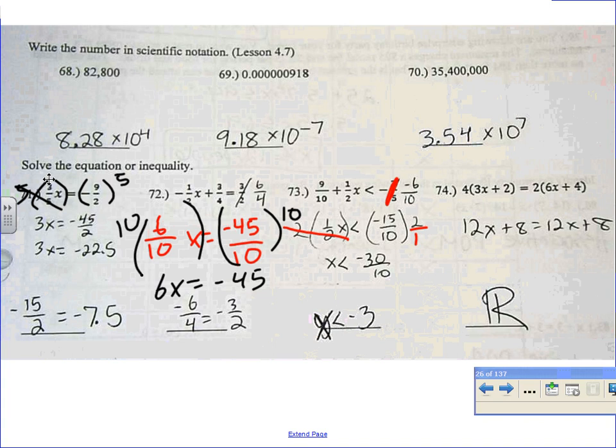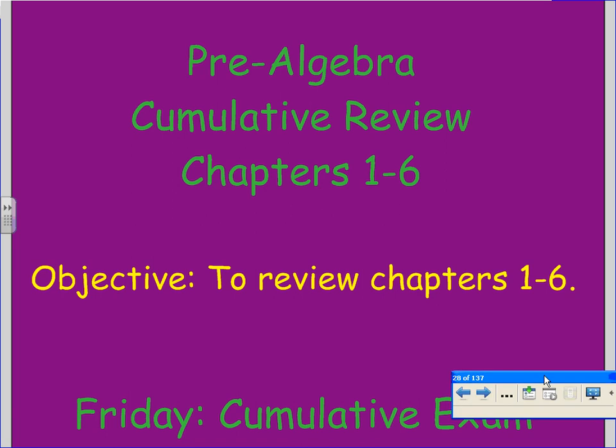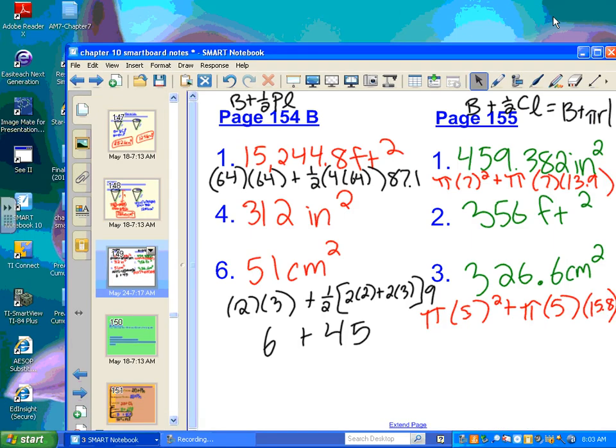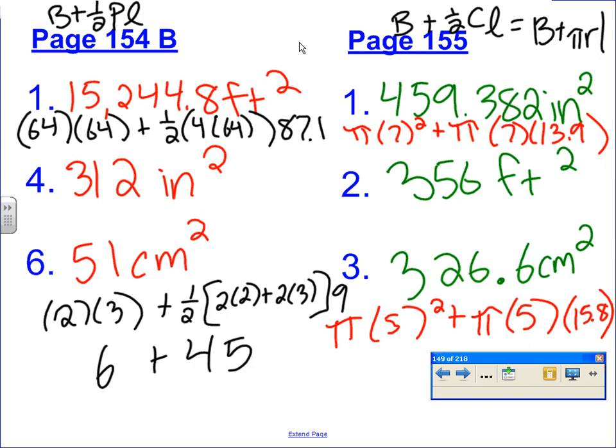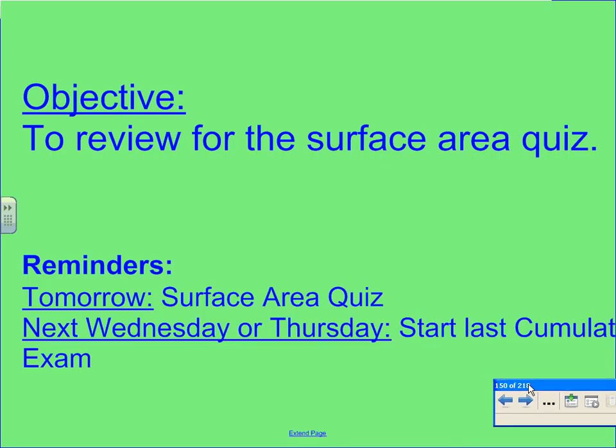Okay, leave that out. I want you to open up the homework packet to the surface area review. I just need to find what page it is. So leave that open. Open up your homework packet to the surface area review. Thanks, Gio. Page 155A. Okay, good, thank you. So leave the cumulative review out. Open up your homework packet to 155A. Don't start yet. So 155A.